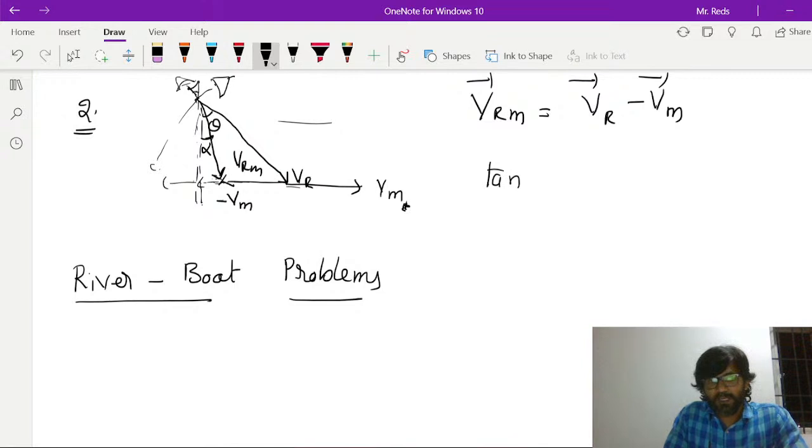If this is VRM cos alpha, VRM sin alpha, you will get. So tan alpha is equal to the opposite side. In this entire thing, if you take VR cos theta, VR sin theta also we can take. So this is VR sin theta minus the negative term of Vm.